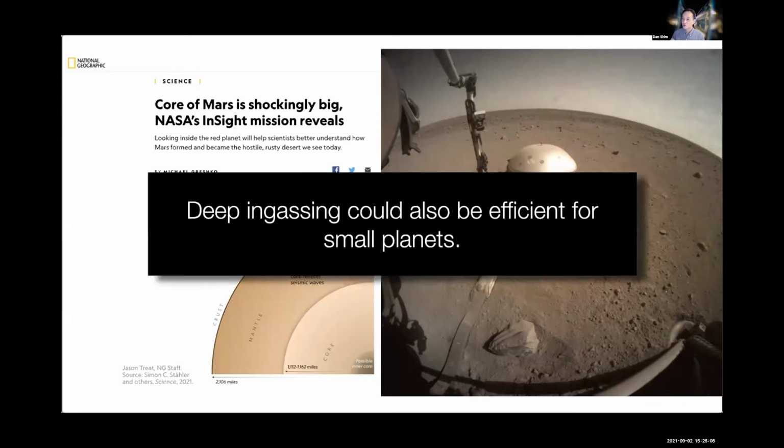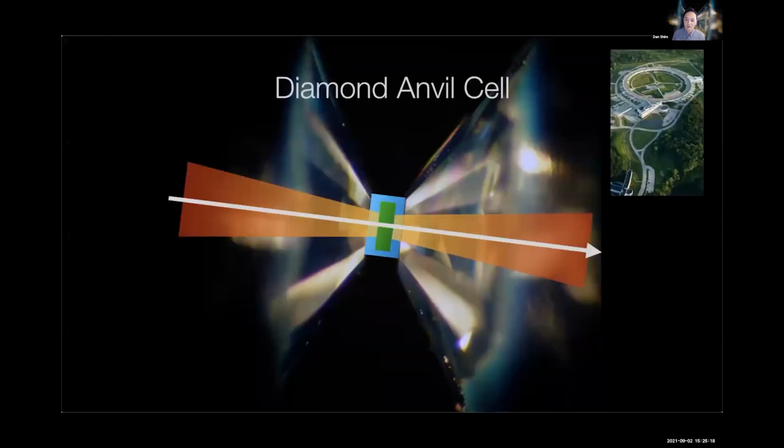This also raises an important question here, that deep in-gassing could also be very efficient for small bodies, which seems to be counterintuitive because of the small gravity. But, you know, there are more surprises we will see in exoplanet science. So now going back to the diamond anvil cell, how can we help astrophysicists and astrobiologists to understand these types of environments?